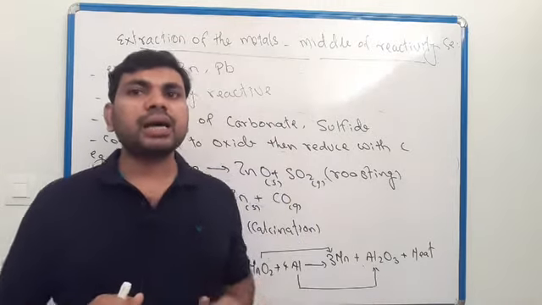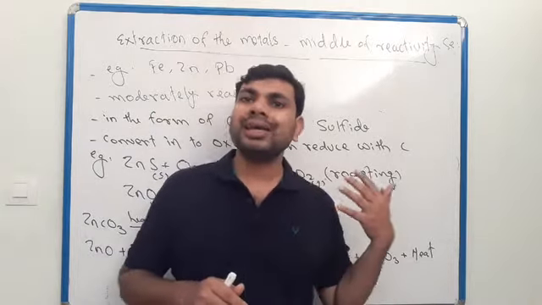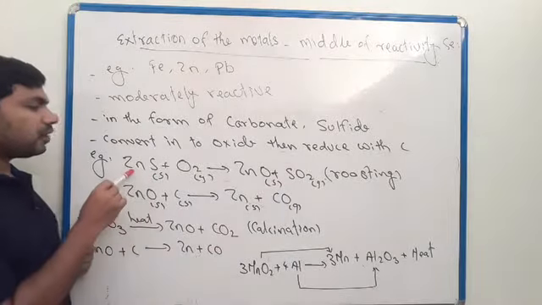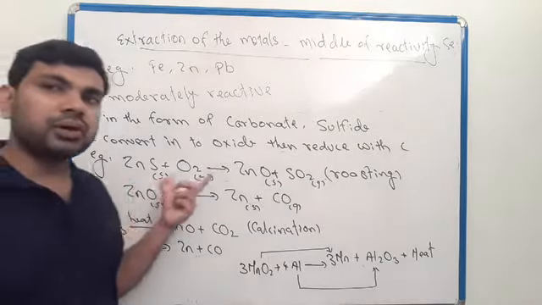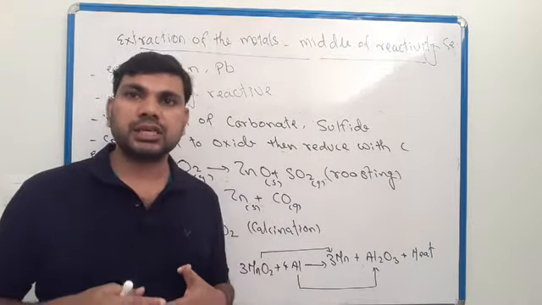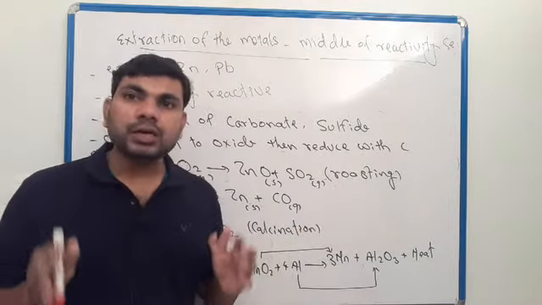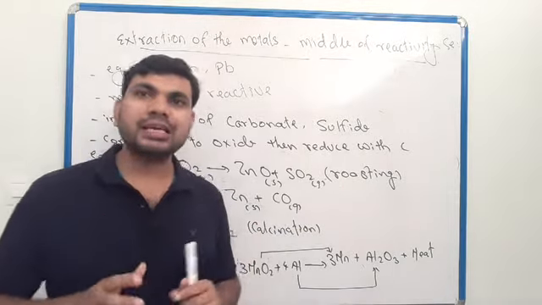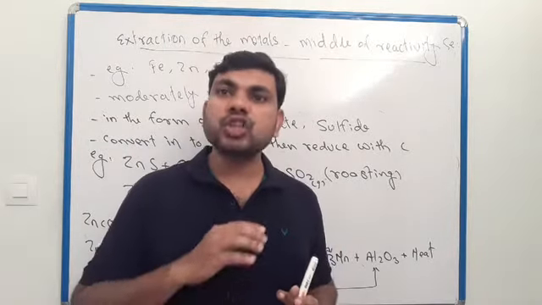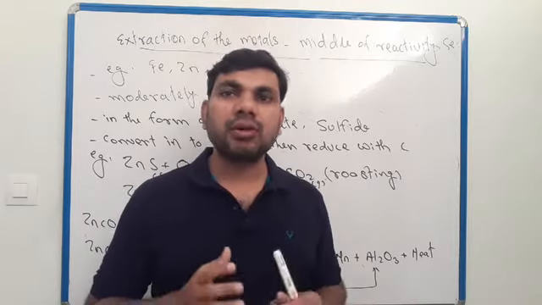The sulfide and carbonate ores we first have to convert into their oxide. Look here, sulfide ore is converted into its oxide by strong heating in presence of oxygen. This process is called roasting. Roasting means sulfide ore is converted into its oxide on strong heating in presence of air.